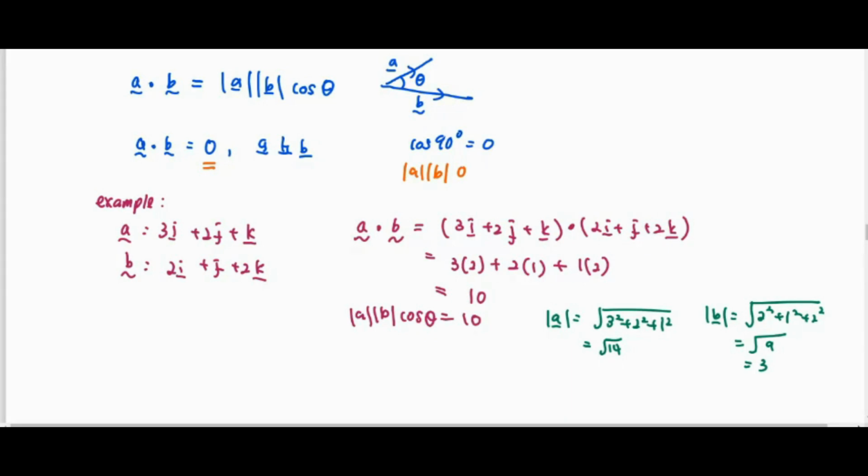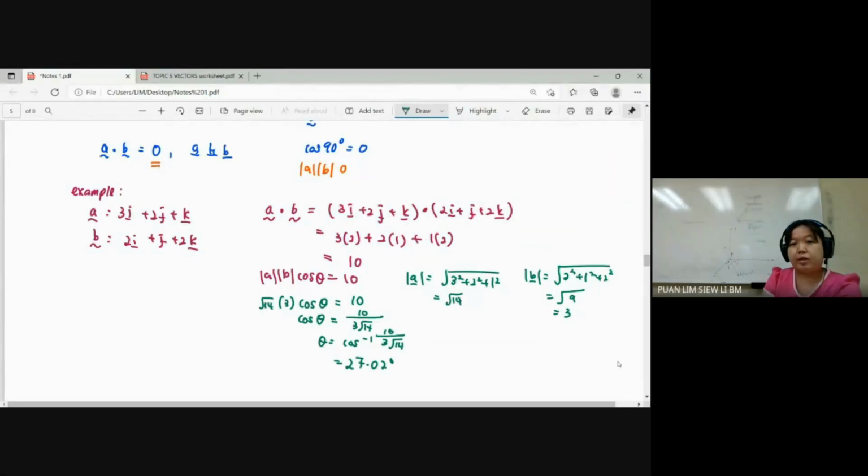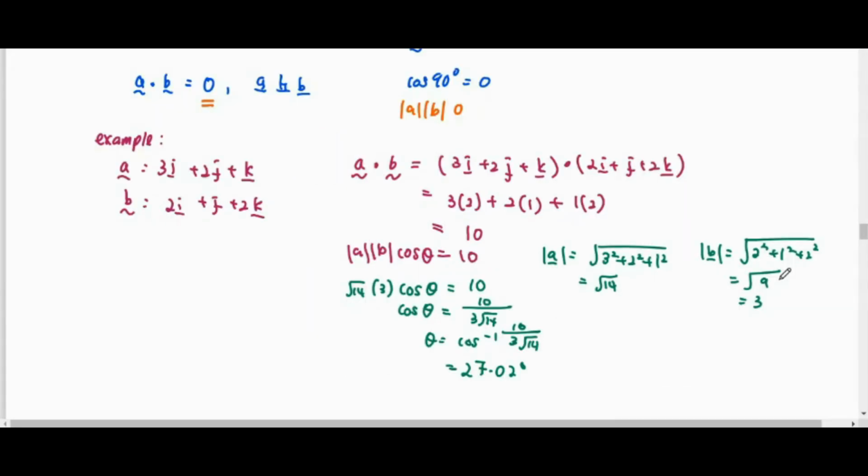So kalau saya masukkan sini, square root 14 times 3 times cos theta akan dapat 10. So cos theta akan dapat 10 per 3 square root 14. Then when you shift out the theta, then you can get your angle here. So 27.02. So bermaksud kita tahu A dot B, angle dia buka dalam anggaran 27 darjah. So in this topic, dia punya maklumat boleh reverse macam tadi. Daripada point boleh jadi position vector. Daripada position vector kita boleh tukar jadi point.